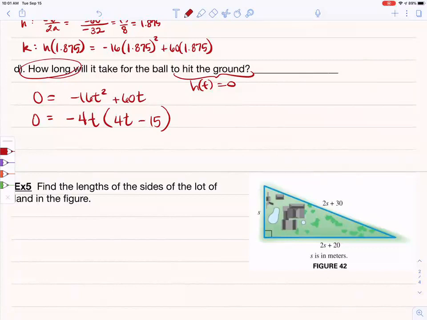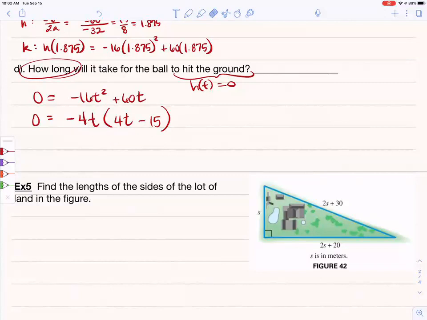Hey, what's a good way to check my work on this? Let's say that I'm a little bit nervous that I factored wrong. Maybe factoring isn't my greatest strength. What would be a good way to check your work just to make sure you factored correctly? Distribute. Yeah, redistribute. If I take negative 4t and I pass it out to both of these guys, I should get what I started with. So this is a good way to check your work.